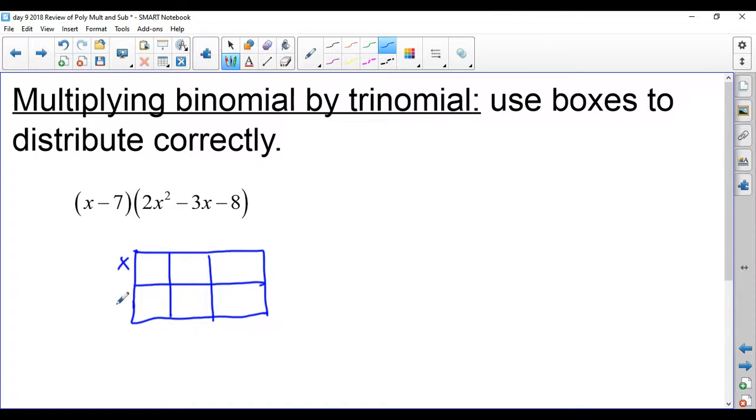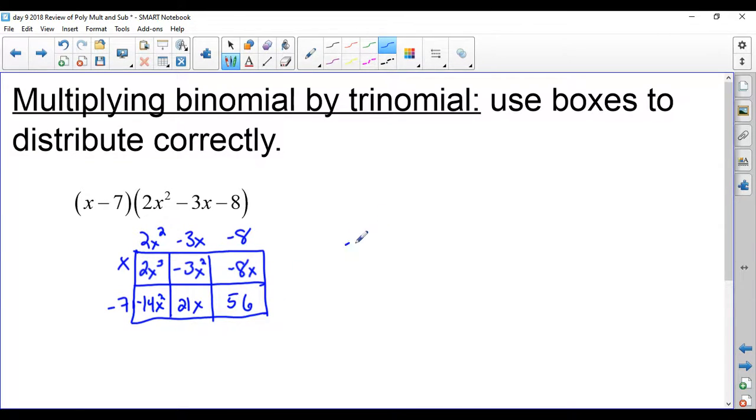I have x minus 7 times 2x squared minus 3x minus 8. Make sure those signs come down into the terms here. X times 2x is 2x cubed. X times negative 3x is negative 3x squared. X times negative 8 is negative 8x. Then I'm going to multiply negative 7 by all those terms. I get negative 14x squared, positive 21x, and then positive 56. I have 6 terms here.